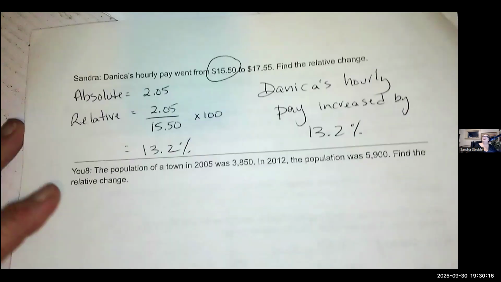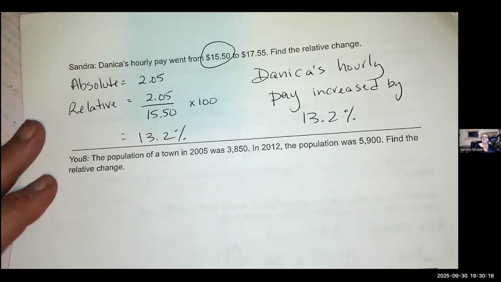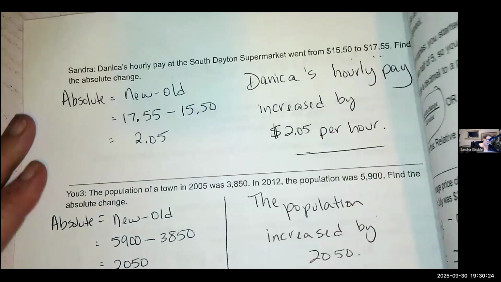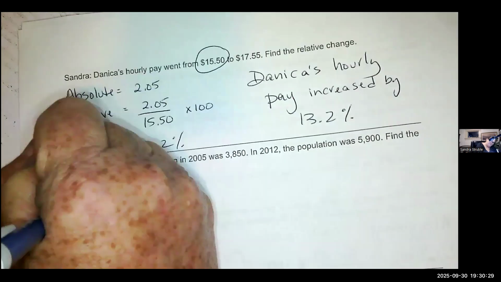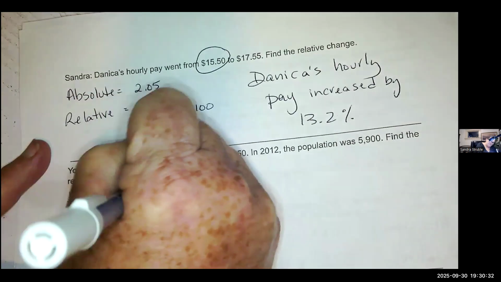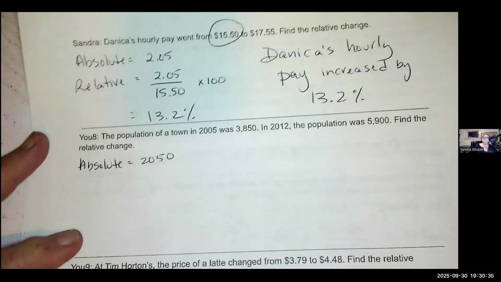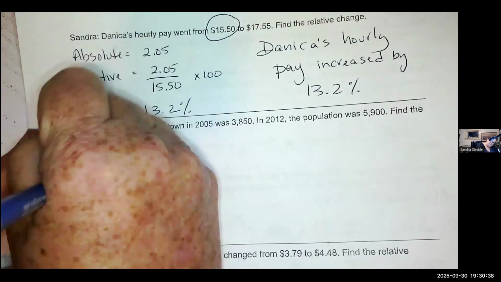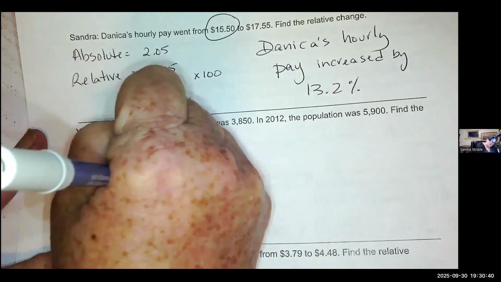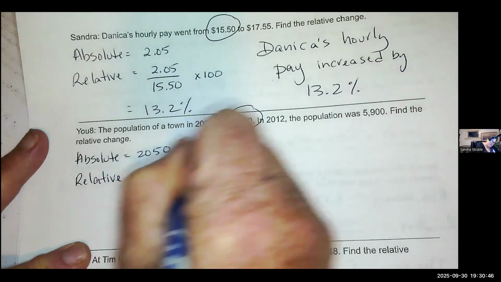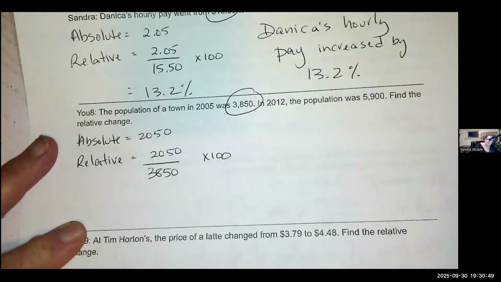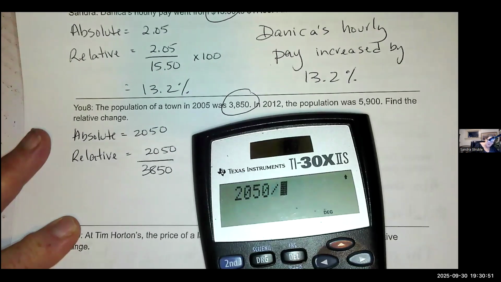All right. The population of a town in 2005 was 3,850. In 2012, the population was 5,900. Find the relative change. Well, the absolute change is 2,050. Pause the video and attempt this one yourself. Okay, the relative change is going to be 2,050 divided by the original value, 3,850, and then times 100 to change it to a percent.